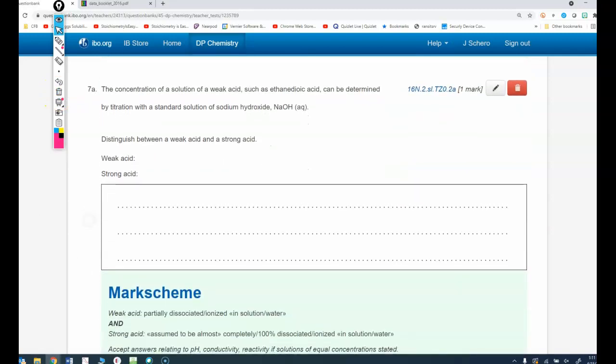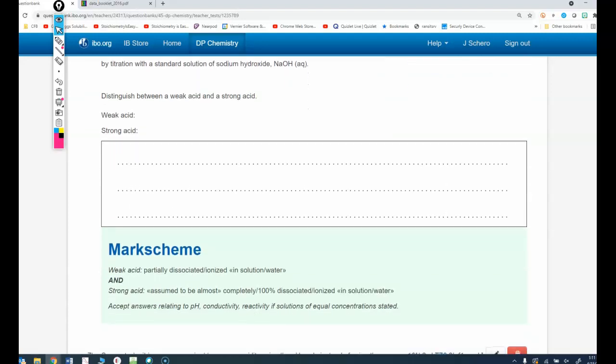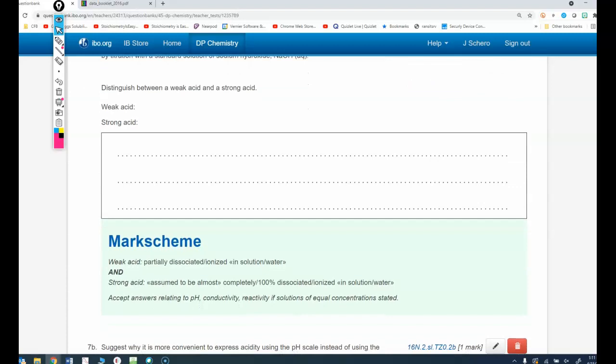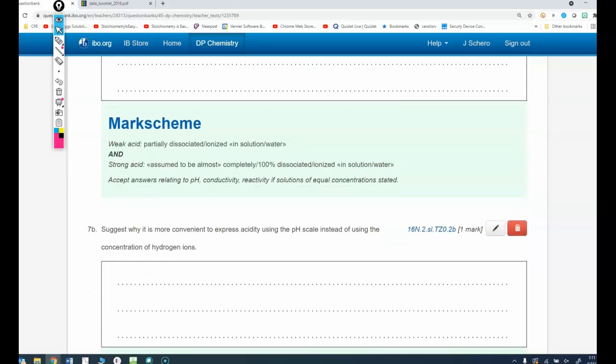Number 7, the concentration of a solution of weak acid such as ethanoic acid can be determined by titration with a standard solution of sodium hydroxide. Distinguish between a weak acid and a strong acid. Hopefully you say, just like it says below, that a weak acid only partially dissociates, whereas a strong acid completely, or 100%, dissociates.